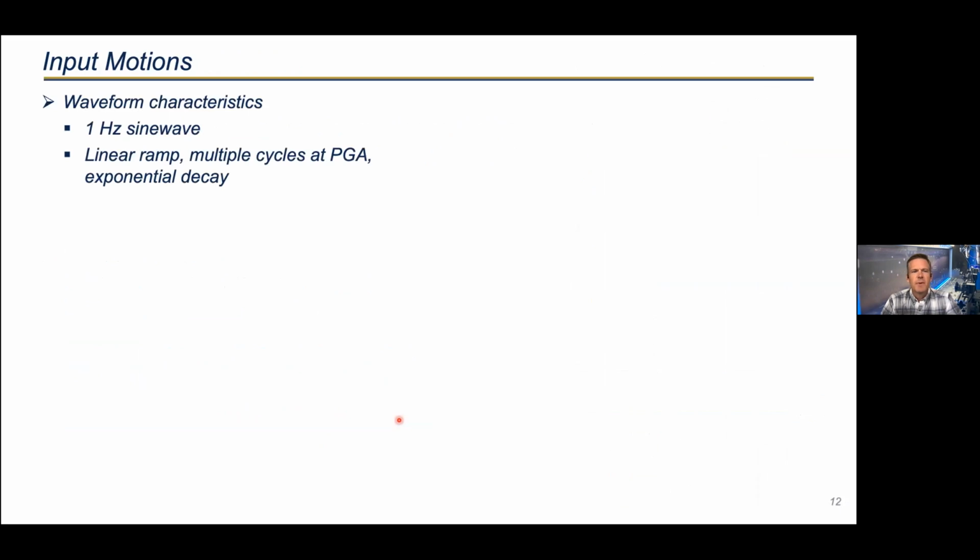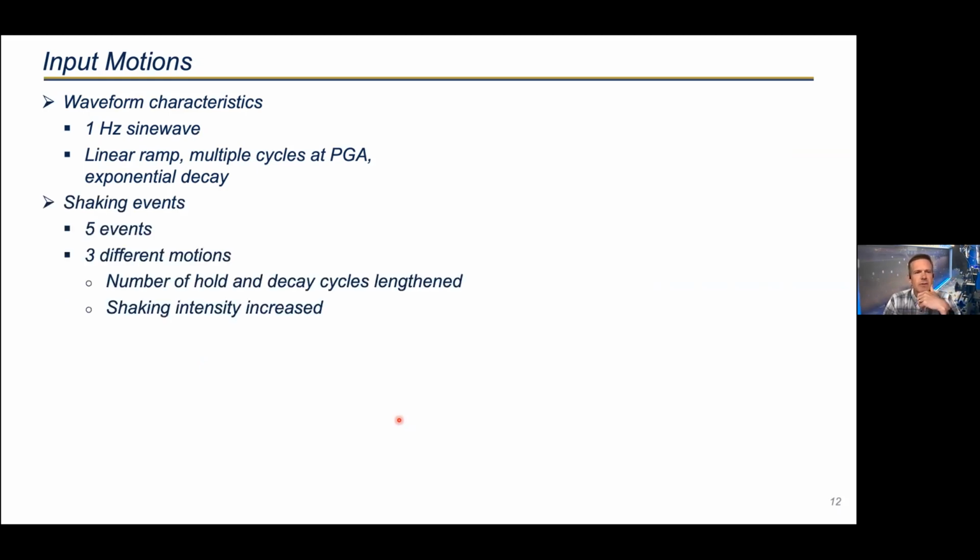The input motion for this is a 1 Hertz sine wave. It has 3 different phases to it. It has a linear ramp, multiple cycles at the target PGA, and then an exponential decay to allow the different soils to dissipate pore pressures at a rate dependent on the shaking magnitude.